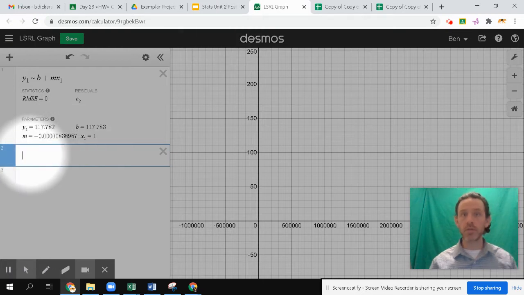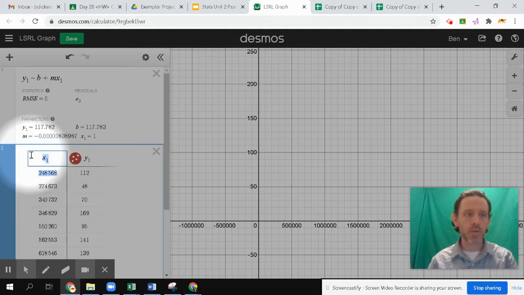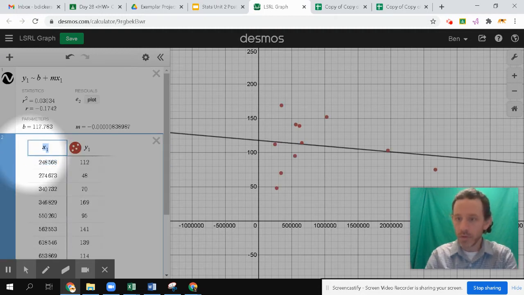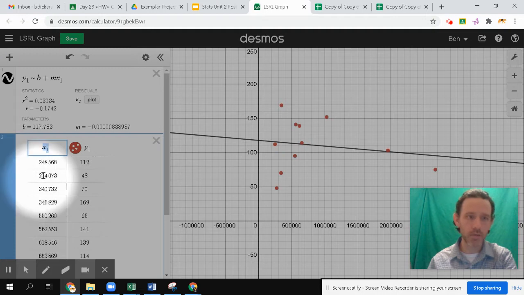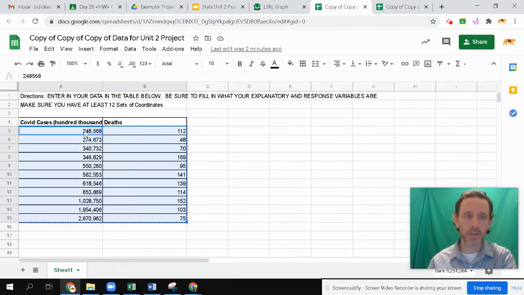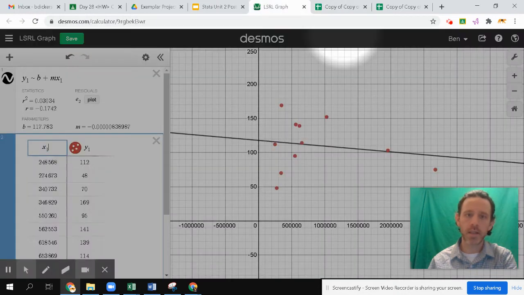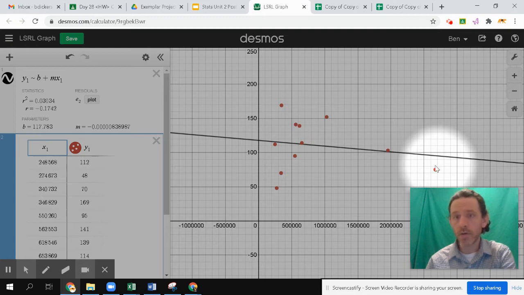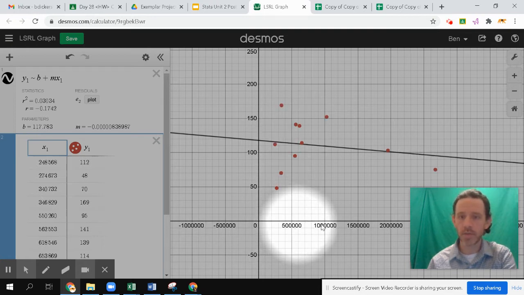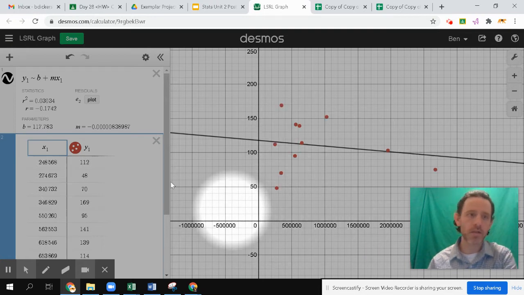And here is where I have to use Control and V at the same time to paste once I'm in that box 2. So notice that paste in the whole table, right? 248,000. That's the same as the data I have here, right? It all pasted in there. And it all graphs here really nicely. It's a good looking graph. This is great. And it's going by hundreds of thousands.